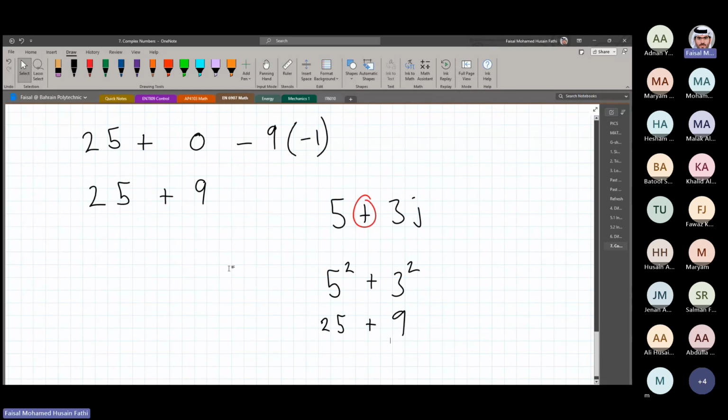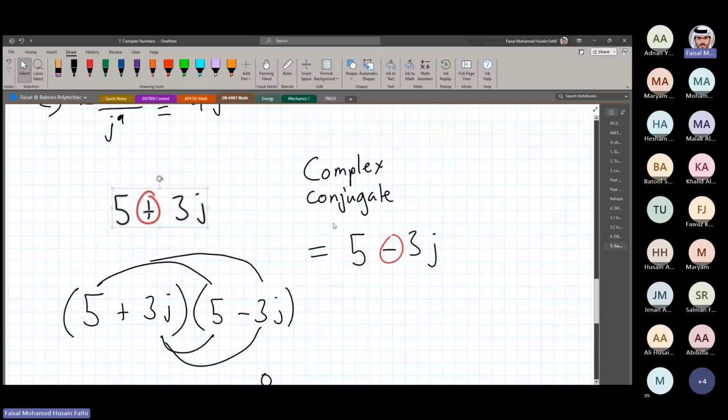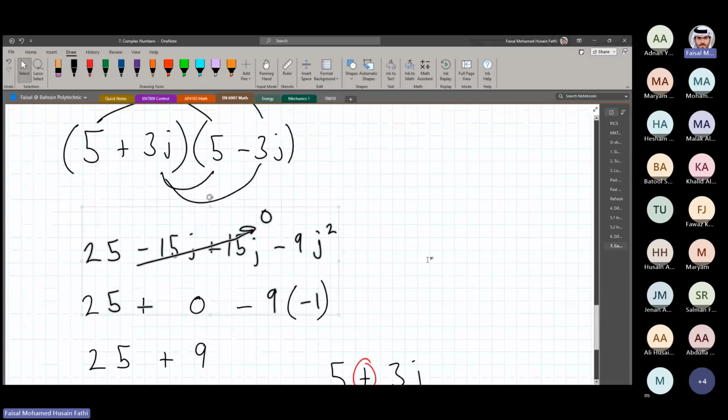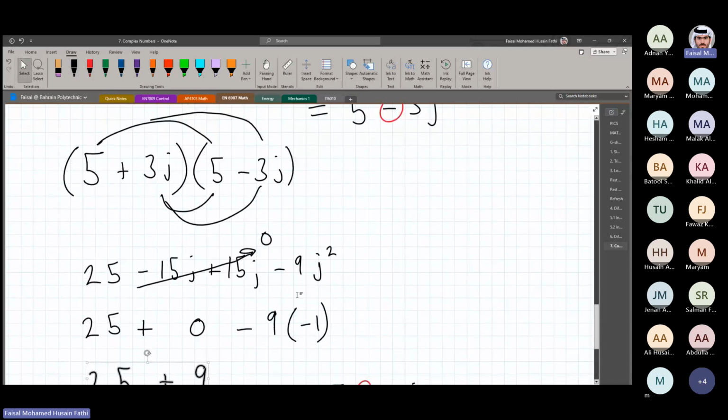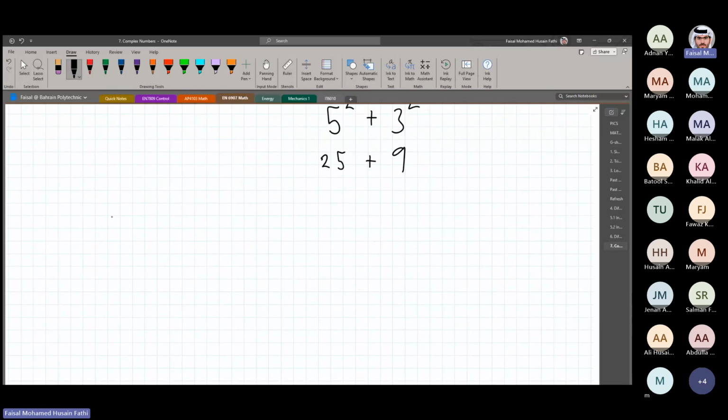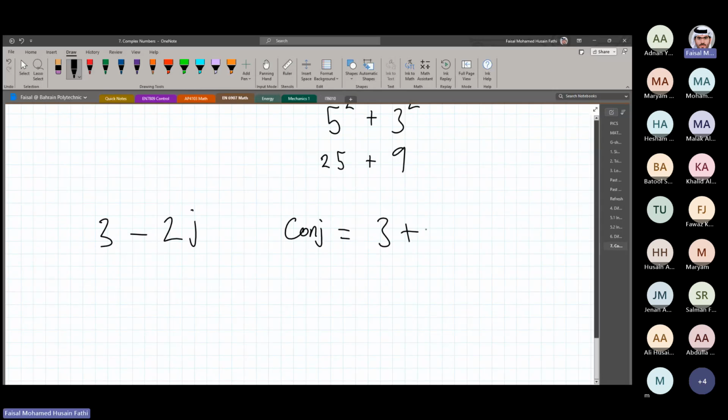And that's the main concept of understanding. This is what you need to know: if you multiply this with its complex conjugate, your answer is just going to be 5 squared plus 3 squared. You don't have to go through all of this shenanigans and do the distribution. This is the whole point of this. Same thing with opposite values. If you have 3 minus, for example, 2j, what's the complex conjugate here? The conjugate is equal to 3 plus 2j.